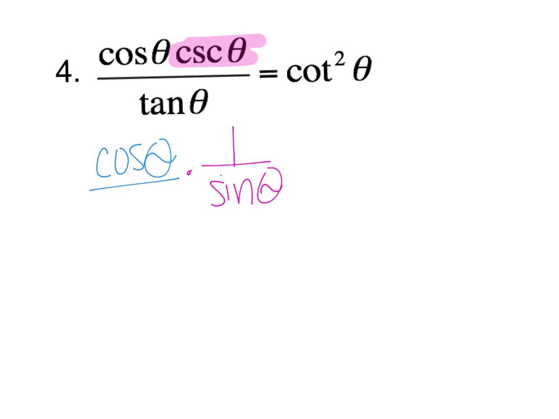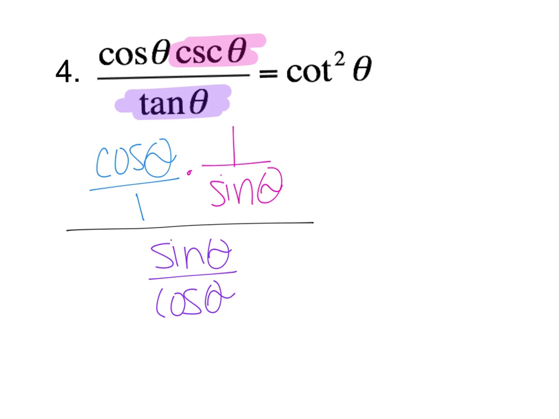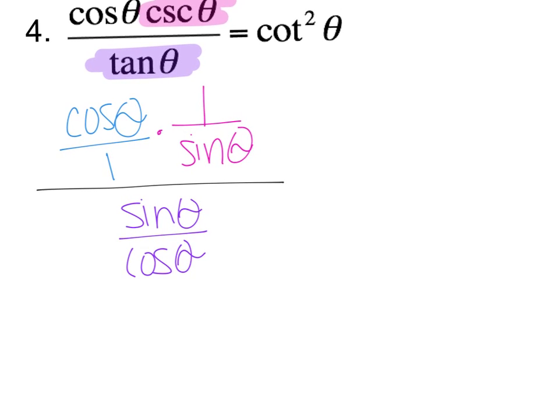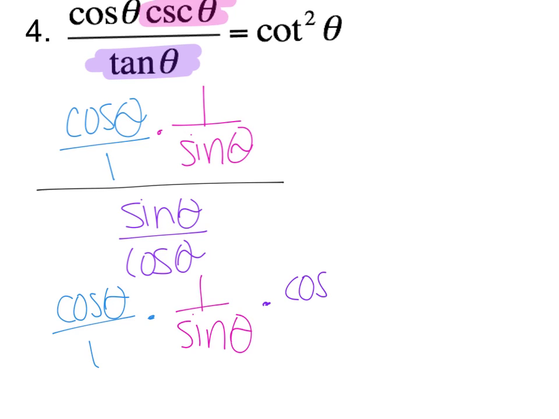The minute that turns to a fraction, I'm going to put the cosine over 1. And that's all over tangent, which is going to change to sine theta over cosine theta. And this is similar to the last problem because we have a fraction being divided by a fraction. So that bottom one we want to change to times the reciprocal. So the whole top stays the same. Cosine theta over 1 times 1 over sine theta, times, again the bottom we have to flip, so it's going to be cosine theta over sine theta.